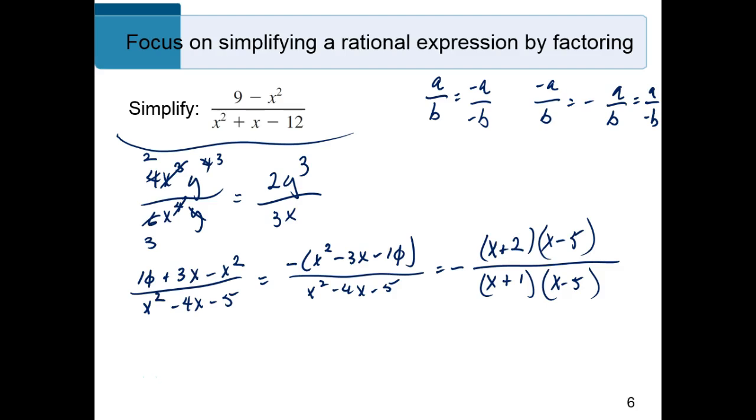So what can we do now? Help me. Divide out the x minus 5, and what are you left with? Don't forget the minus: negative x plus 2 over x plus 1. And can you simplify that any further? No. Okay, very good. A very definitive no there. And they got negative x plus 2 over x plus 1. Good for them.